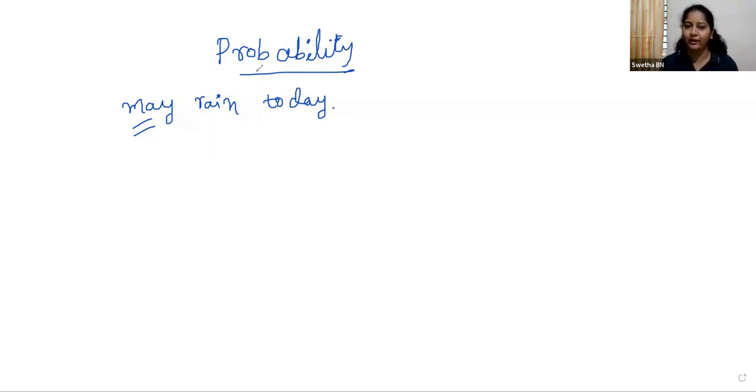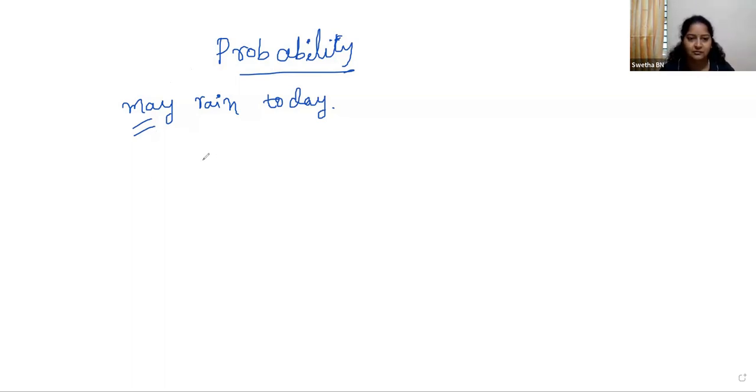If you toss a coin or throw a dice, we don't know which number will come. Whether it will be 6 or 4 or 5, 1, 2. So like that, the measure of uncertainty is nothing but probability.